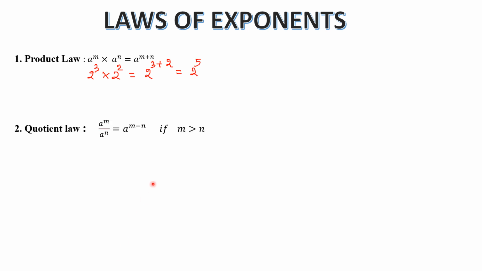Now next law is division law. So here you are dividing two exponents having the same base but power is different. So for quotient law there are two conditions. If m is greater than n, means the power of the numerator is greater than the power of the denominator. So in that case, let's take an example. So if it is 3 to the power 7 divided by 3 square. So you can see here that 7 is greater than 2. So in such a case, we have to keep the base same as 3 and power will get subtracted, which is 7 minus 2, and you will get 3 to the power 5.